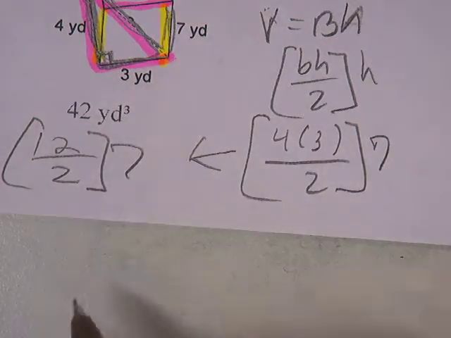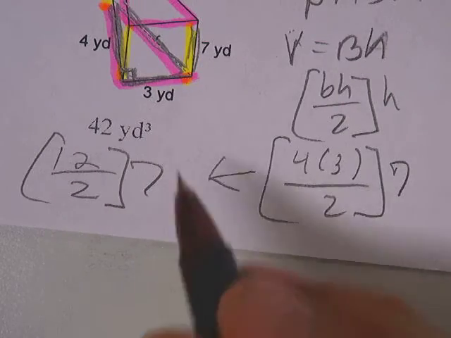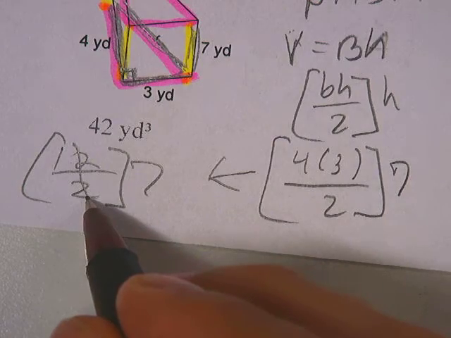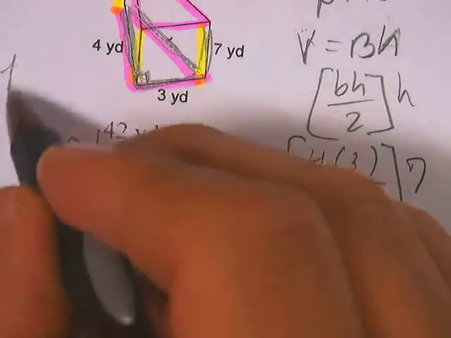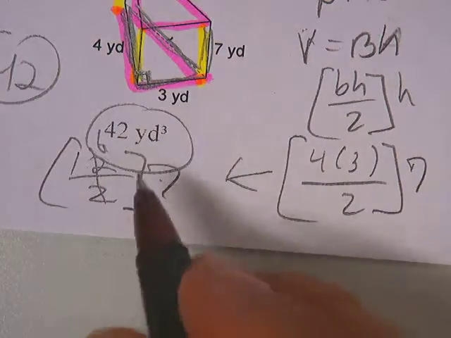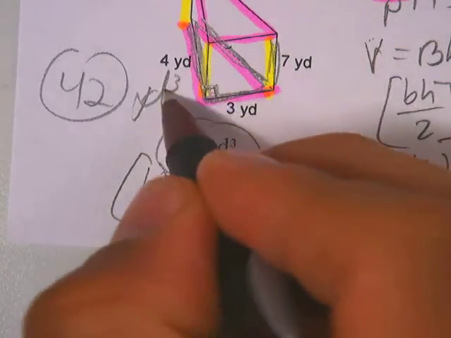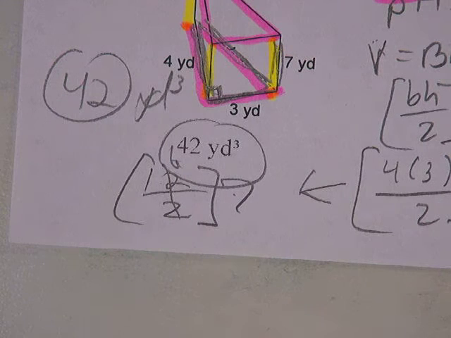Okay, and so now 4 times 3 is 12. 12 divided by 2 times 7. Now here you can do this mentally. Half of 12 is 6. So then 6 times 7, 42. Of course, cubic yards, we got the same thing. You should get the same thing as what I just got.